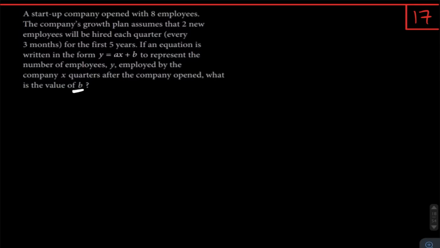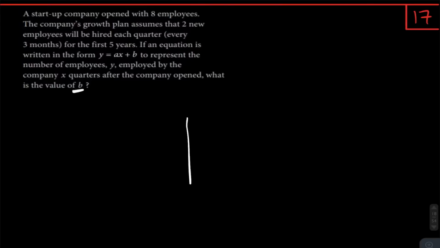Well, b is the y-intercept, right? We know that. But what you need to know about the y-intercept always is that the y-intercept is the initial amount that you're dealing with. We're talking about x quarters, and so 0 quarters is the y-intercept, right? That's the y-axis.